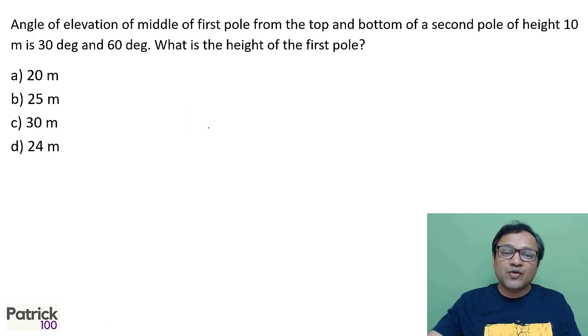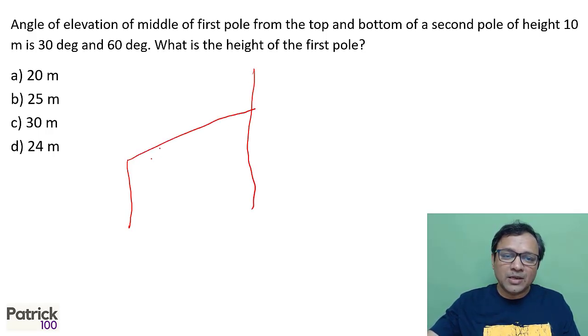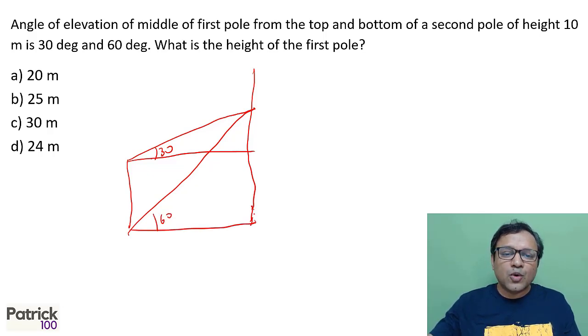Angle of elevation of the middle of the first pole from the top and bottom of the second pole. So you have the first pole, and the angle of elevation to the middle is 30 degrees and 60 degrees. They also mention the length of the second pole. The second pole is 10. First pole, and let this point be the middle.